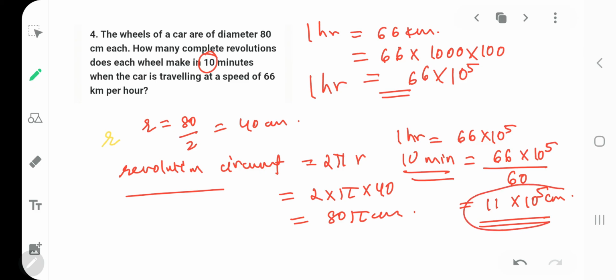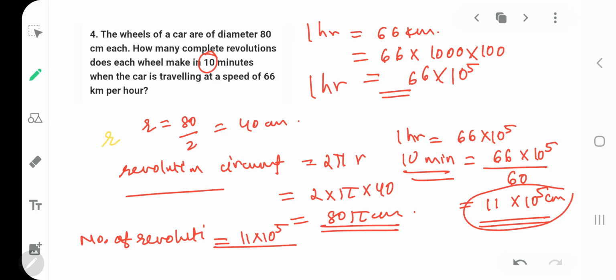Now see, this is the total distance in 10 minutes. Now you have to find the number of revolutions. So number of revolutions will be total distance, that is 11 into 10 raised to 5, upon per revolution, that is 80 pi. If you want, now you can put the value of pi, and once you divide this, you will get the answer as the number of revolutions. Clear? So it's a total distance and you have per revolution. So per revolution, how much distance is it covering, and how much is the total distance? So how many rounds will it have to make to cover the distance? You have to take total distance divided by per circumference. Clear?